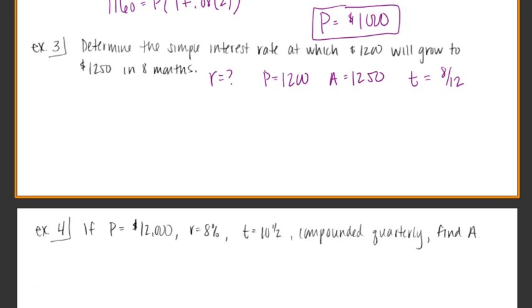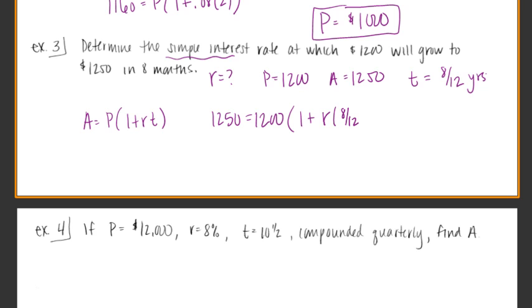12, in order to convert that to years. Okay, so we need to have that in years, and this time we're going to find R. So A equals, using our formula, because we have simple interest, A equals P times 1 plus RT. 1,250 is equal to 1,200 times 1 plus R times 8 over 12.